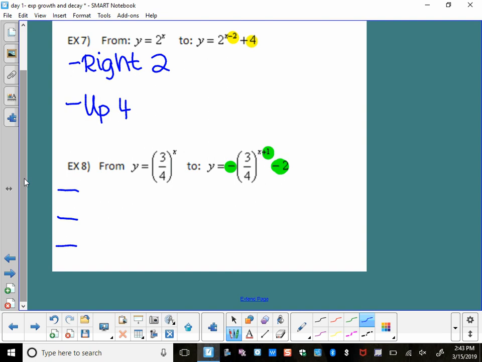This negative that's in the very front tells me to reflect. What does this +1 tell me? Good. We're going to go left 1. What is this -2 at the very back? Perfect. Okay.